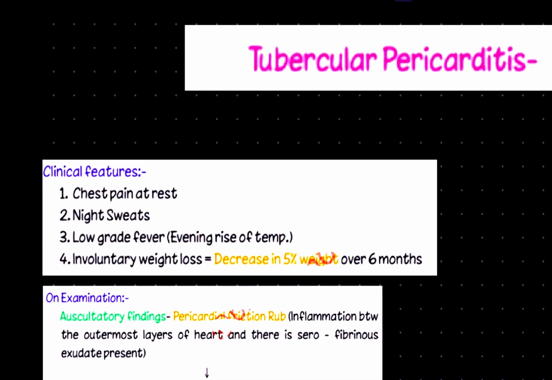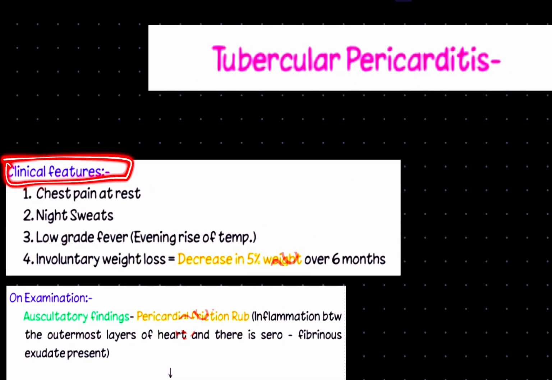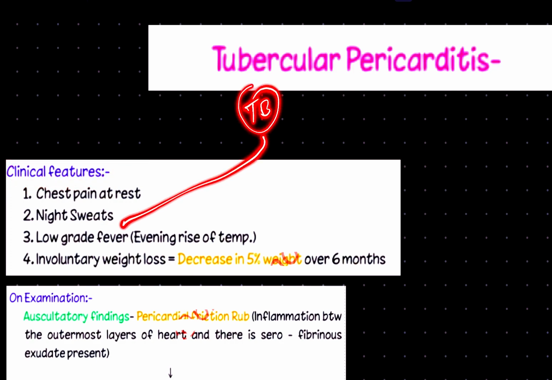So talking about the clinical features of tubercular pericarditis. What are the typical features of TB? These are night sweats, low grade fever, especially evening rise of temperature, and involuntary weight loss. That is a decrease of 5% of weight, or according to the UK, about 10 pounds (lbs) over 6 months.